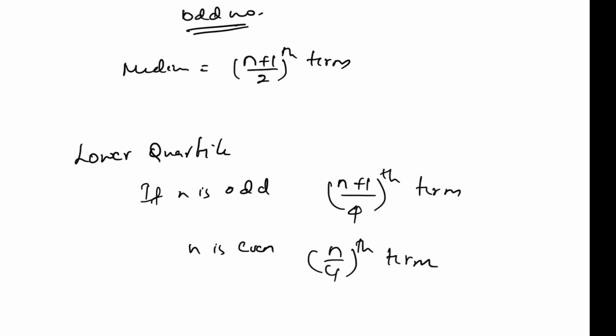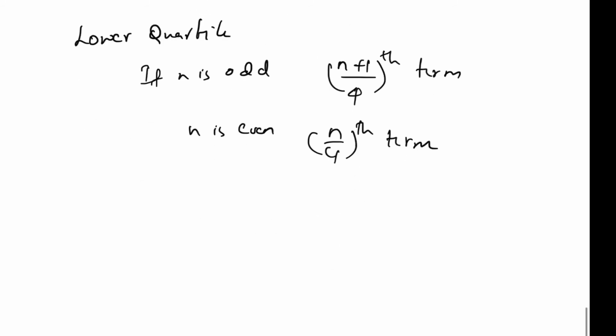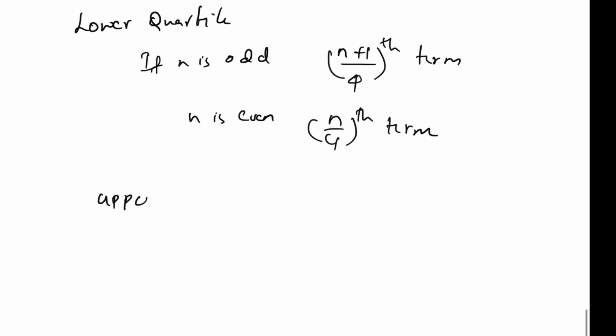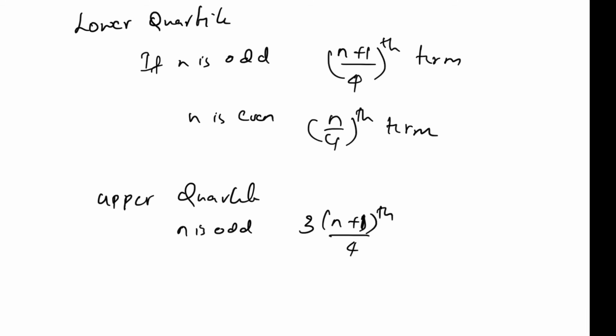If n is even, the lower quartile will be the n by 4th term. If n is odd, it is the n plus 1 by 4th term. Similarly, the upper quartile: if n is odd, the upper quartile will be 3 into n plus 1 by 4th term. And if n is even, it is the 3 into n by 4th term.